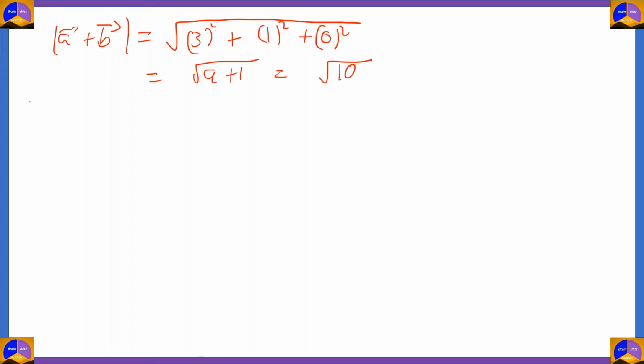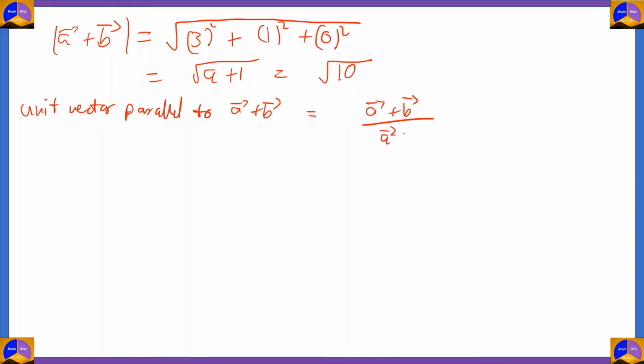Now let's find out the unit vector. Unit vector parallel to a bar plus b bar. So that is a bar plus b bar divided by modulus of a bar plus b bar.